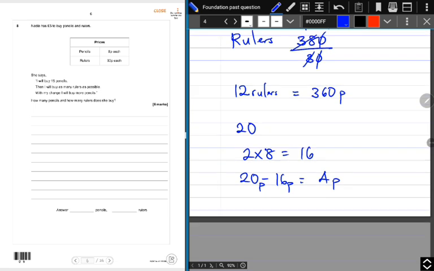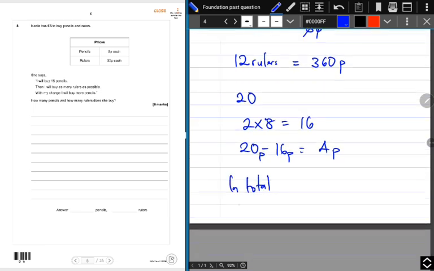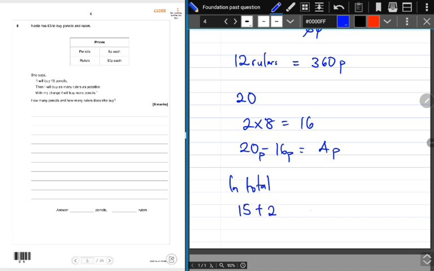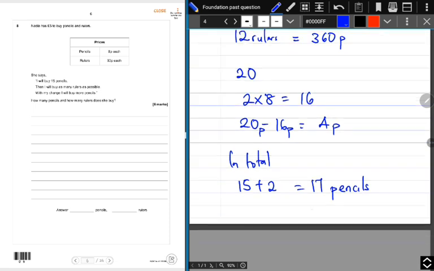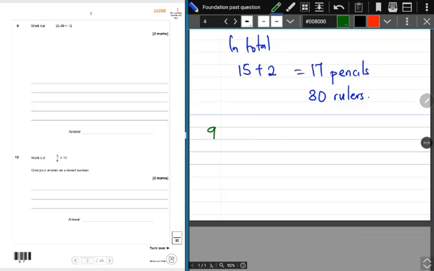So in total, she will be getting 15 plus 2 equals 17 pencil, and also 12 rulers. I hope you guys understand. Okay, now question number 9.